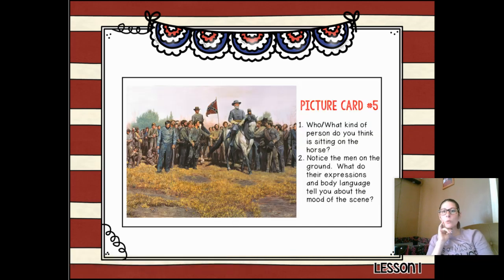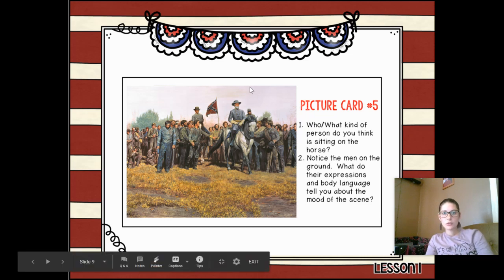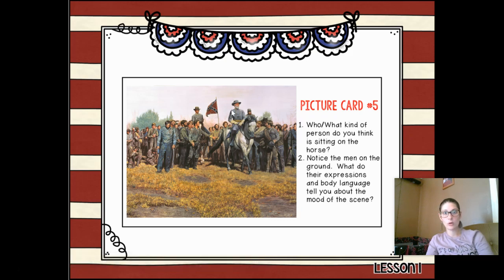All right. So, who or what kind of person do you think is sitting on the horses? So these are going to be like your commanding officers. These are the people who are up in the military chain. Okay, the people following behind are going to be people who are just soldiers. Okay, they don't have any title in the military.